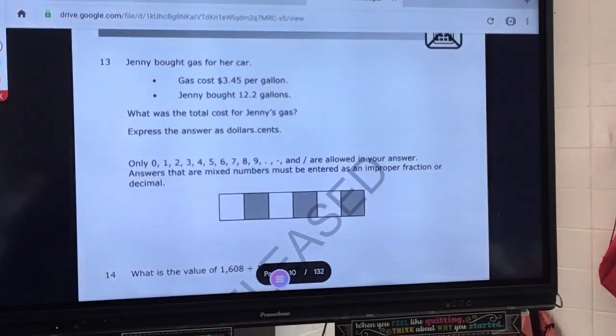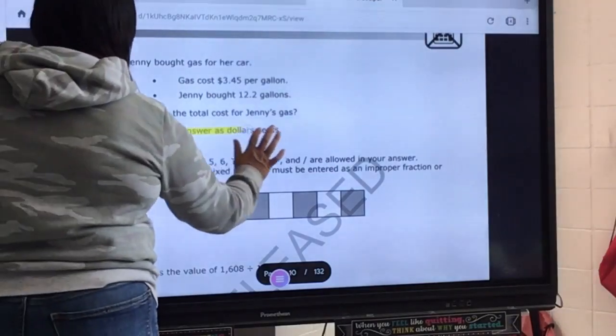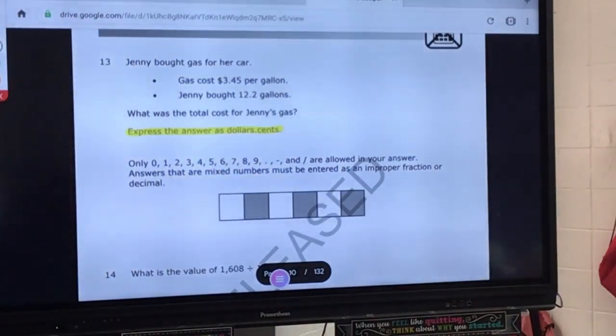Alright, so it says Jenny bought gas for her car. Gas costs $3.45 per gallon. Jenny bought 12 2/10 gallons. What was the total cost for Jenny's gas? Then, I'm going to already highlight, it says express the answer in dollars and cents. We have got to pay attention to this because a lot of times we just put decimals after decimals after decimals and it doesn't make any sense.